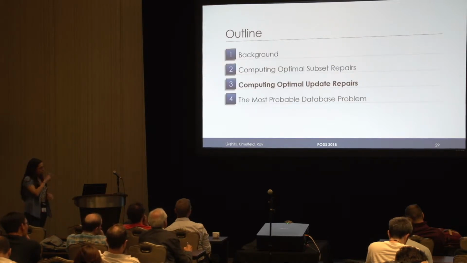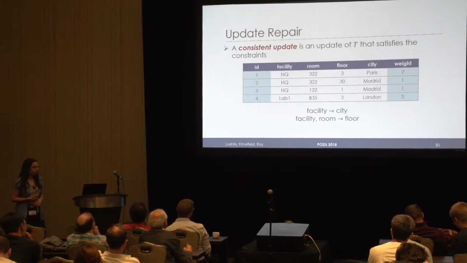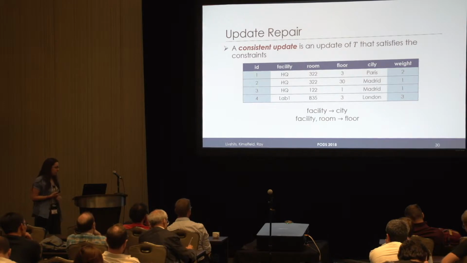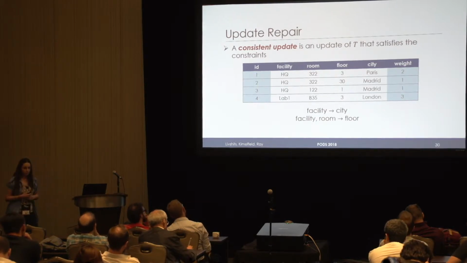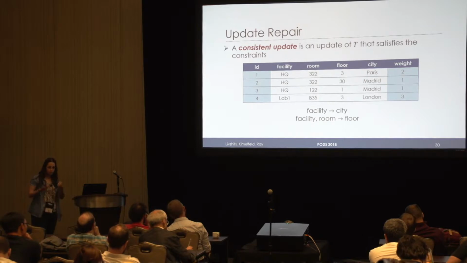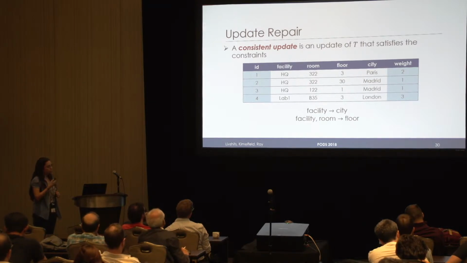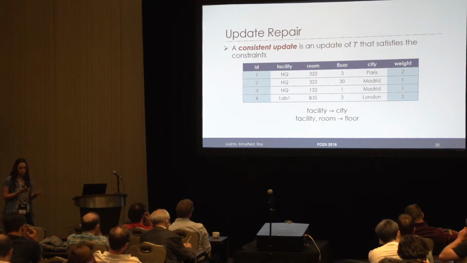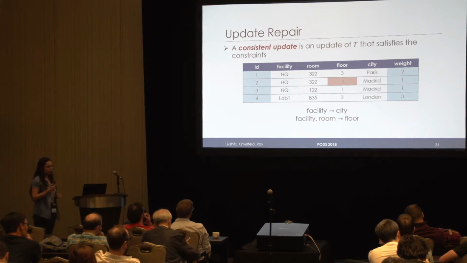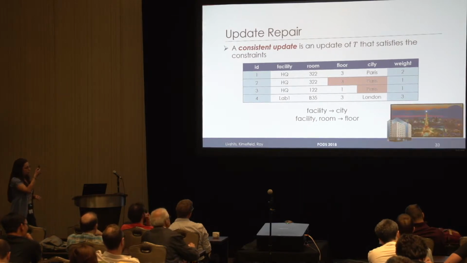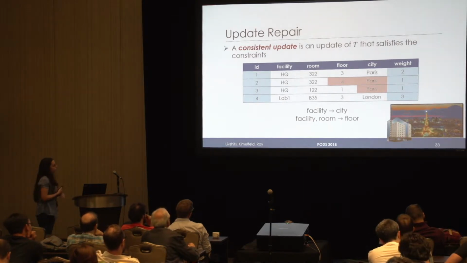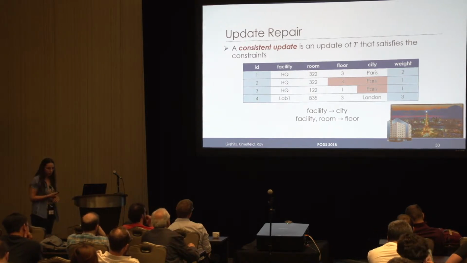Okay, so let's move on to the problem of computing an optimal update repair. And again, we start with the formal definitions. So a consistent update is an update of the database that satisfies the constraints. Okay, so here instead of removing tuples from the database, we change values. So for example, we can see that the first two tuples agree on the facility and agree on the room, but they do not agree on the floor. So we need to change at least one value. So we can change this value, and now the problem is fixed. But this is still an inconsistent database. Okay, so we change some more values, and now we have a database that satisfies the functional dependencies.